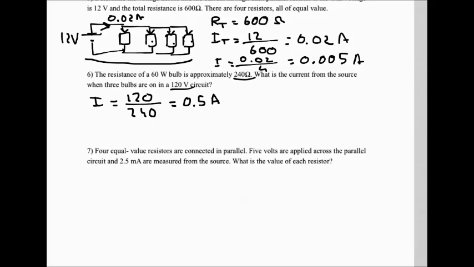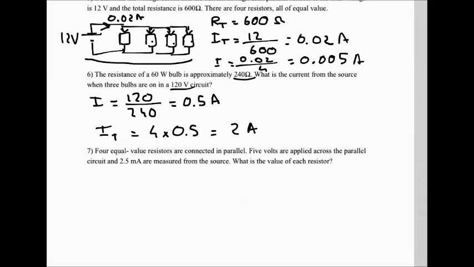amps. Okay, so in each of the branches I'll have 0.5, so it means in total I'll have 4 times 0.5. And again, the value is the same because they are not resistors, they are bulbs here, but the 4 bulbs are the same, so 4 times, that's going to be 2 amps.